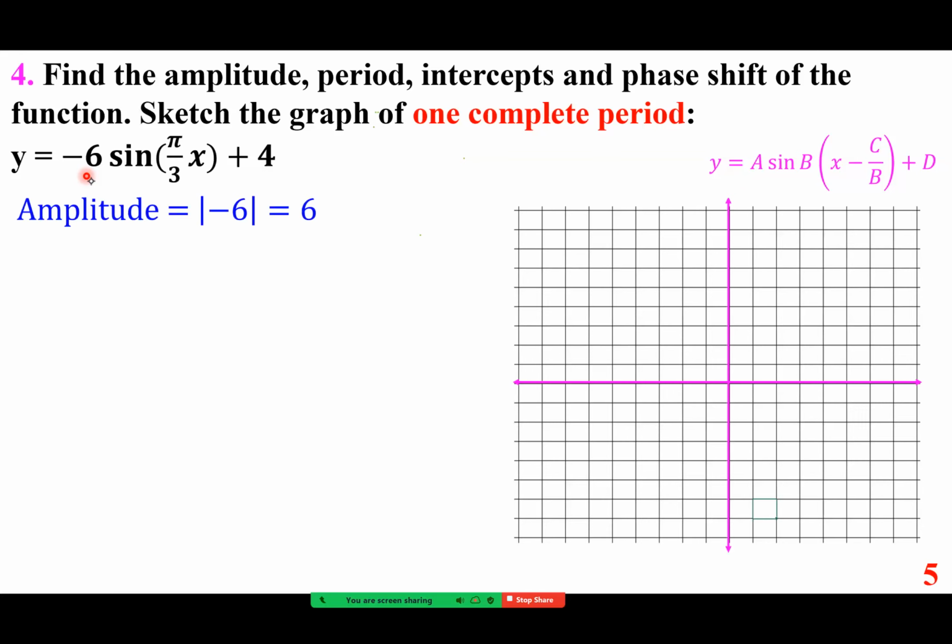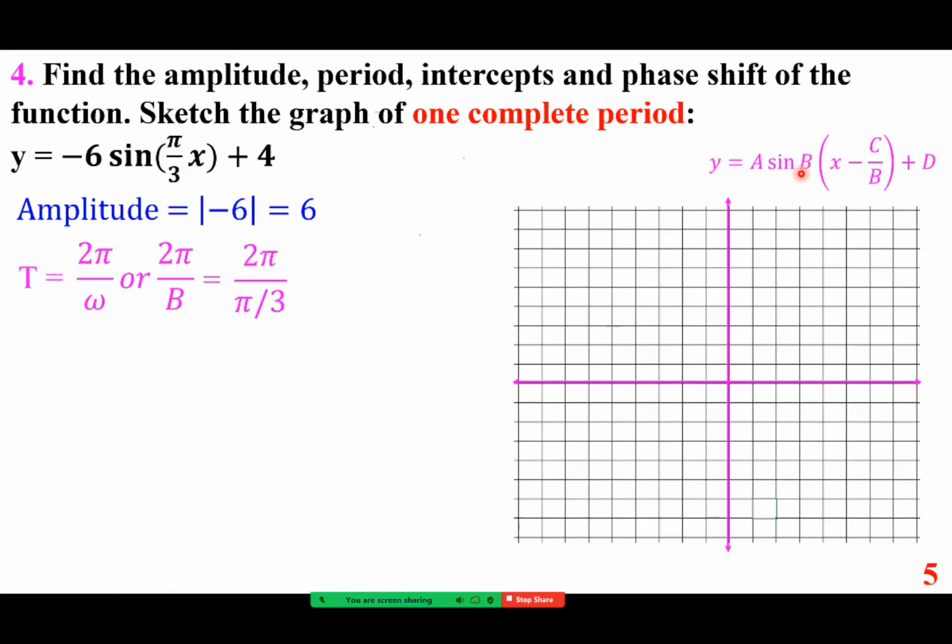The period is 2 pi over omega, or b, the coefficient of x. So 2 pi divided by pi over 3. This is one way to write that. Sometimes, instead of b, we have omega. So that's a period. If you recall, a basic sine goes like that. Of course, the negative will flip it over.